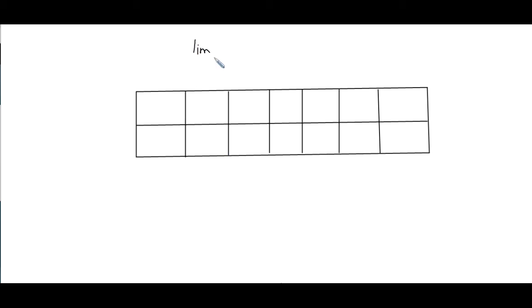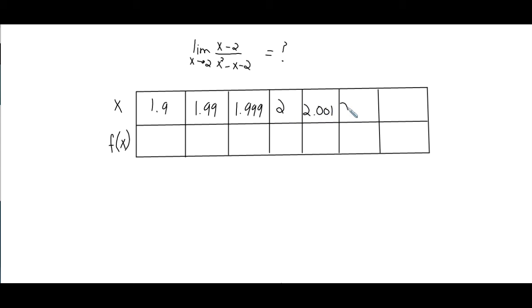Let's look at the limit as x approaches 2 of x minus 2 over x squared minus x minus 2. So what is that limit? Let's start by getting our x and f of x. So we're going to go a little bit less than a on the left and a little bit greater than a on the right. And in this case, a is 2. So we're going to do 1.9, 1.99, 1.999, 2, 2.001, 2.01, and 2.1, right? A little bit less than a and a little bit greater than a on both sides.